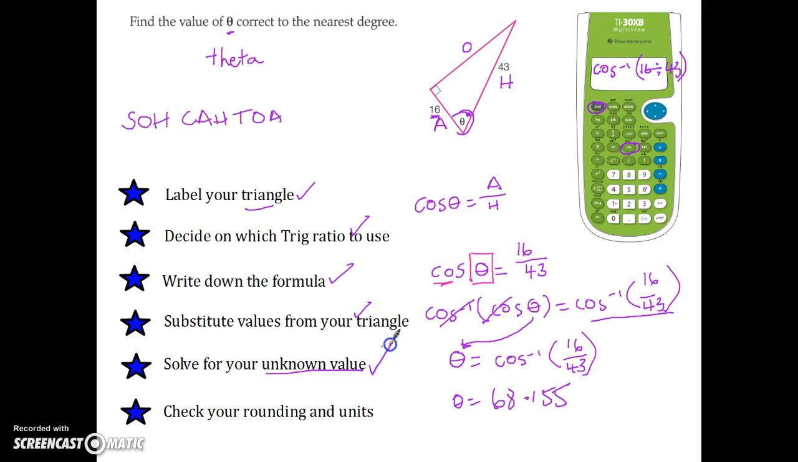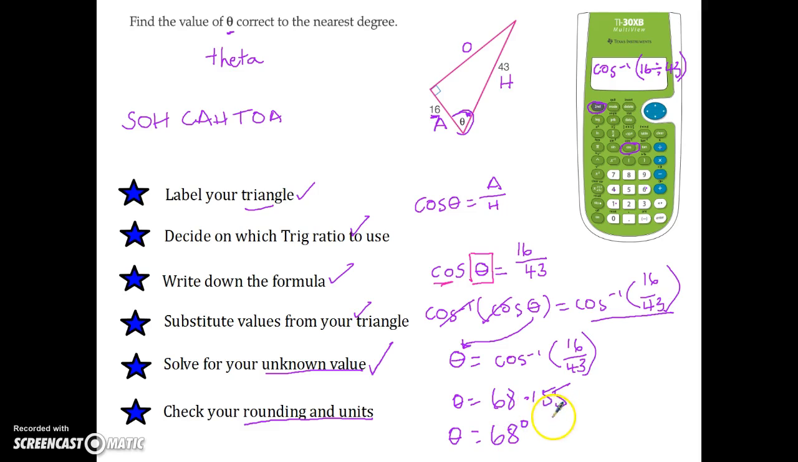Going back to our list of things to do, solve the unknown value, then it says check your rounding in units. We know we're talking an angle, so our units is degrees, but up here in the question it said to round to the nearest degree. So I'm going to say that theta is 68 degrees. 0.155 is only very small, so it rounds down to 68 degrees.